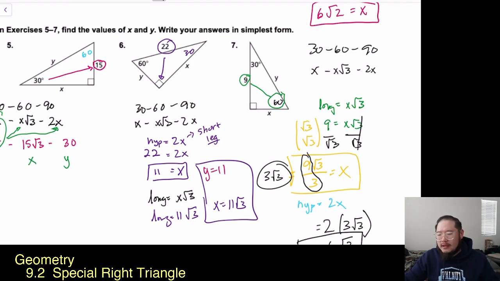So the key thing right here is making sure you remember 30, 60, 90, 45, 45, 90. How long are those sides supposed to be? And so we got x rad 2 for 45, 45, 90. X, x rad 3, 2x are the sides for a 30, 60, 90. The sooner you can remember that, the faster you will be at this, and the quicker you'll be able to excel in this section.